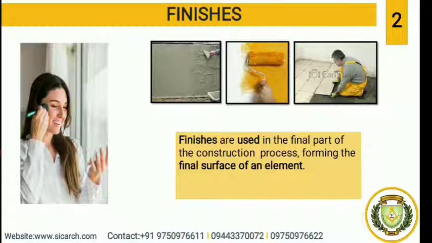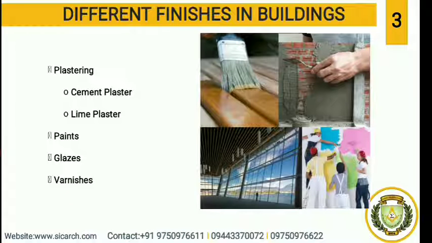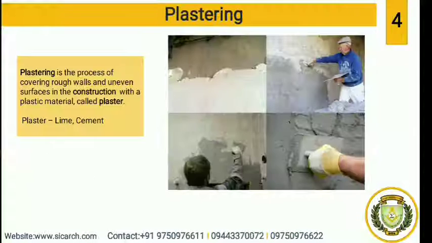Finishes are similar to applying a moisturizer or some powder to our face to protect it from sun or any other weathering activities. In the same way, finishes are also done to the building to protect it from extreme rainy conditions, extreme sun, or any other weathering conditions. The different types of finishes in building are plastering, paint, glazes and varnishes.